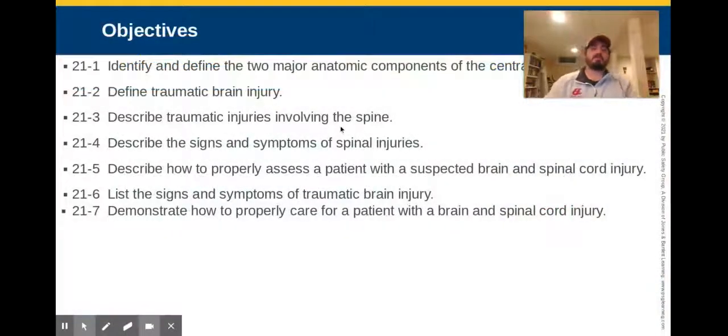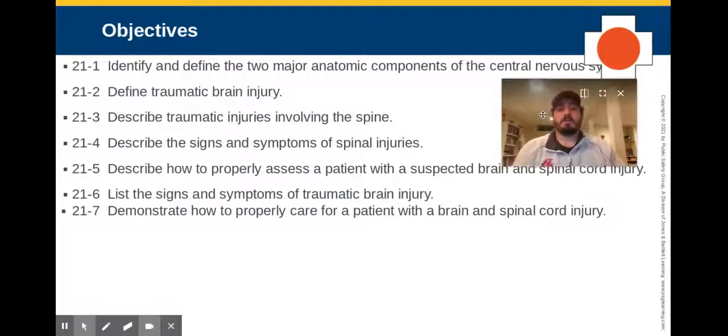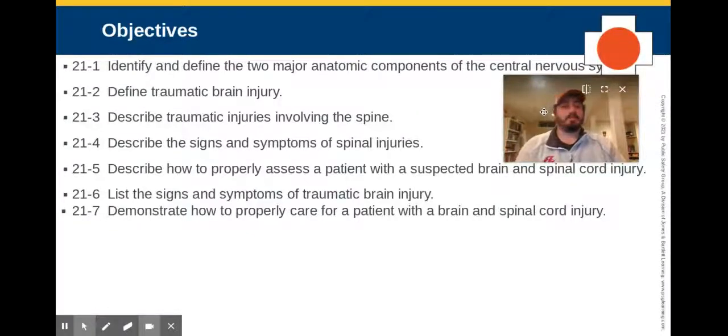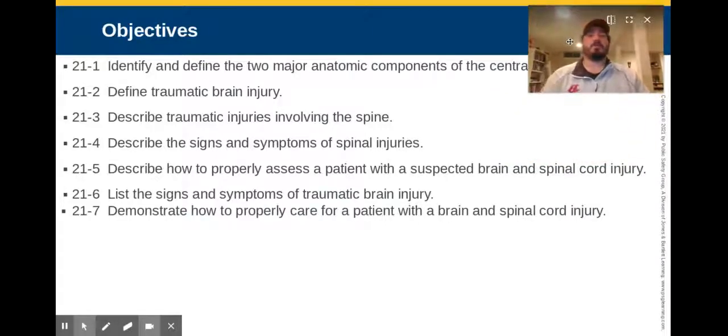Here's just some of the objectives. If you want to take a screenshot, this is what we're aiming to get through by the end of this lesson. And of course, there are going to be more key terms that go along with it. So at the end of the video, go back and make sure you get all of them and you understand any that you see here.